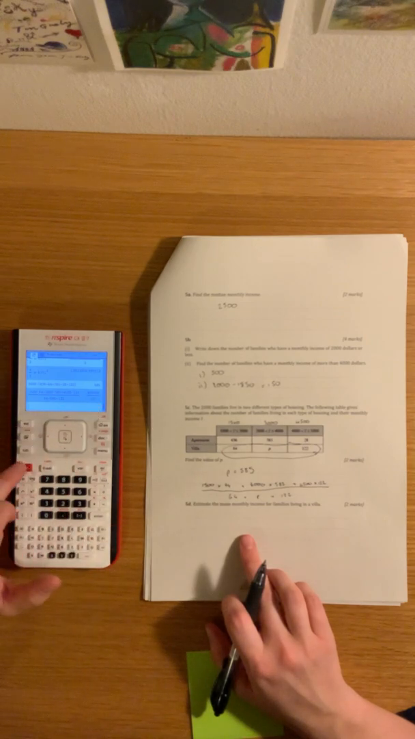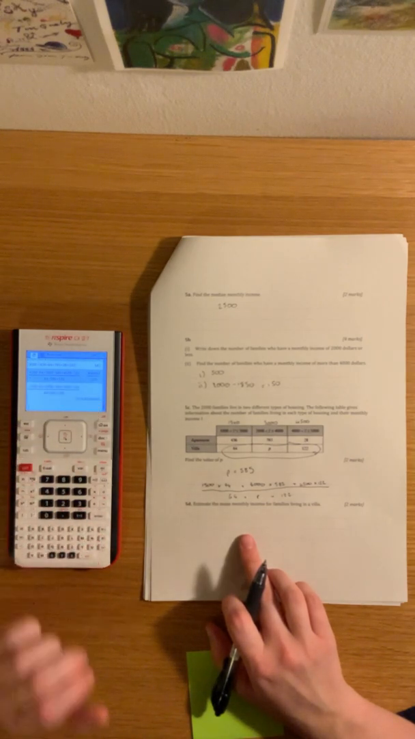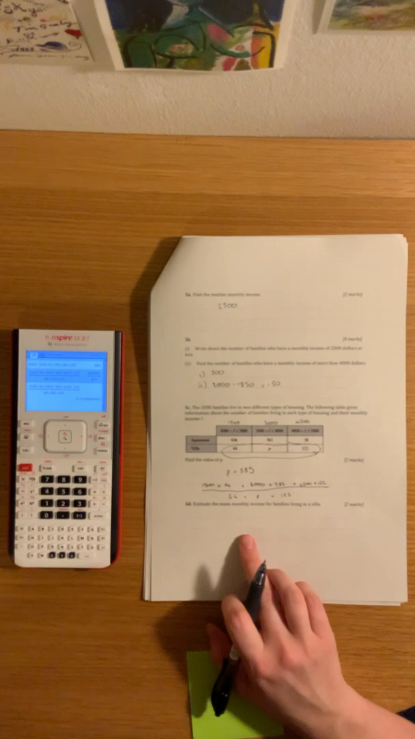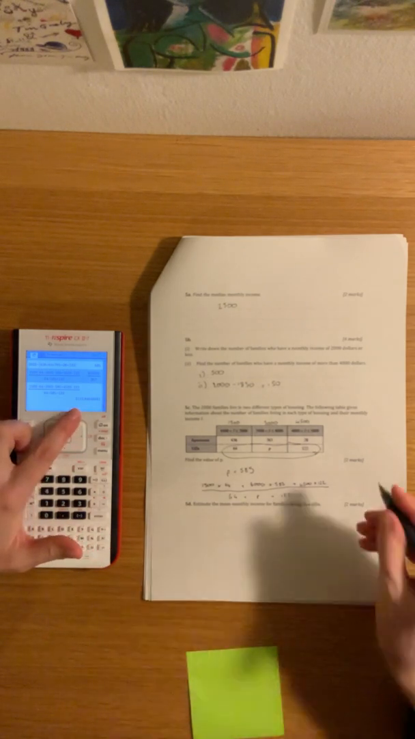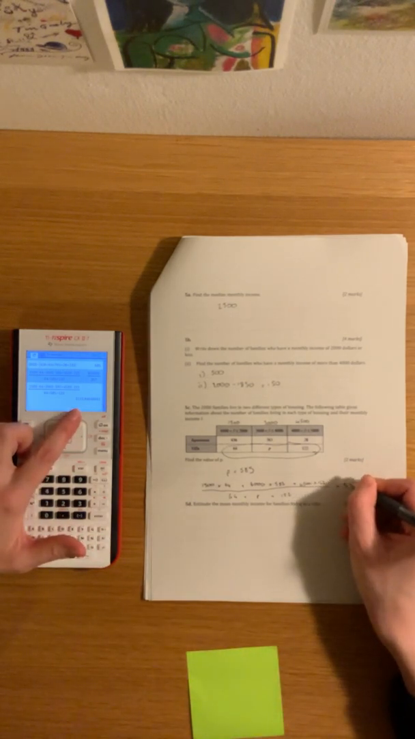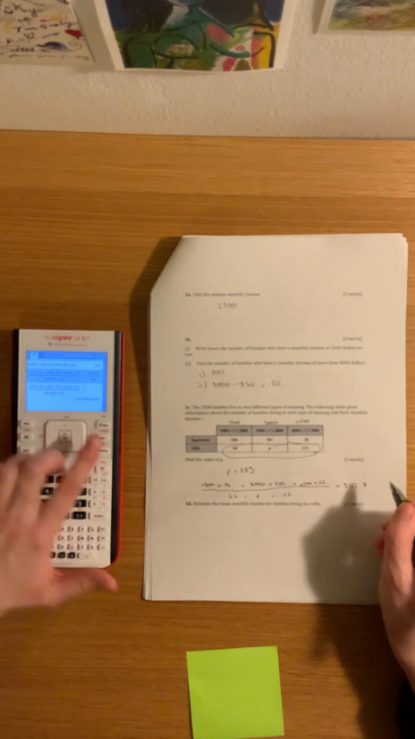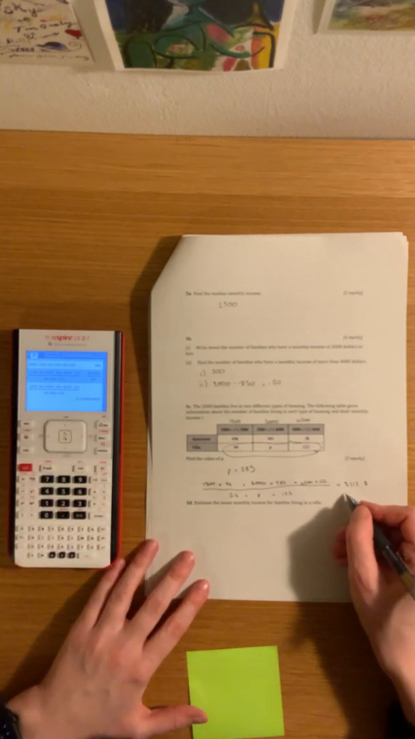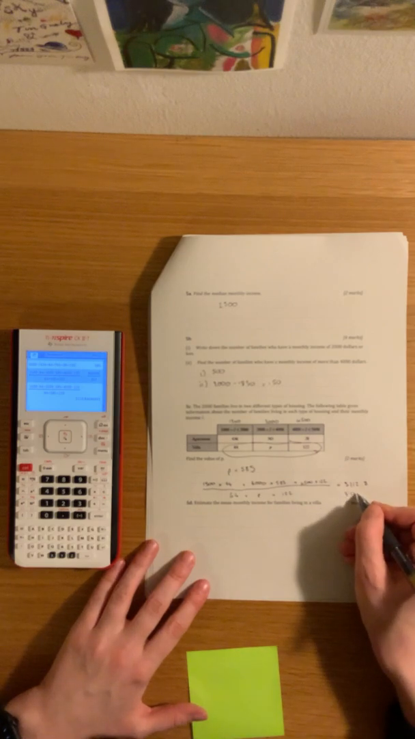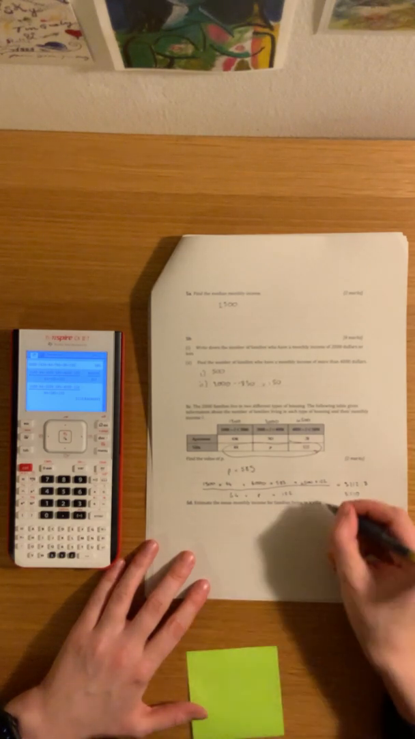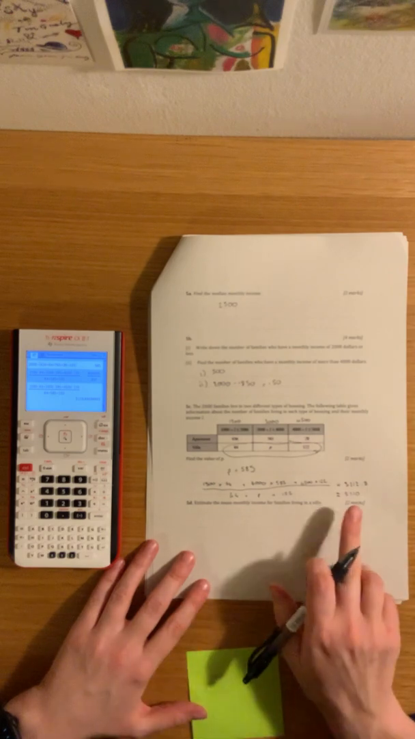It's got a fraction there, but it'll be easier for me if it's a decimal. So Control and Enter to get that. And I have 3,112.8. But to 3 significant figures, that's 3,110. Right.